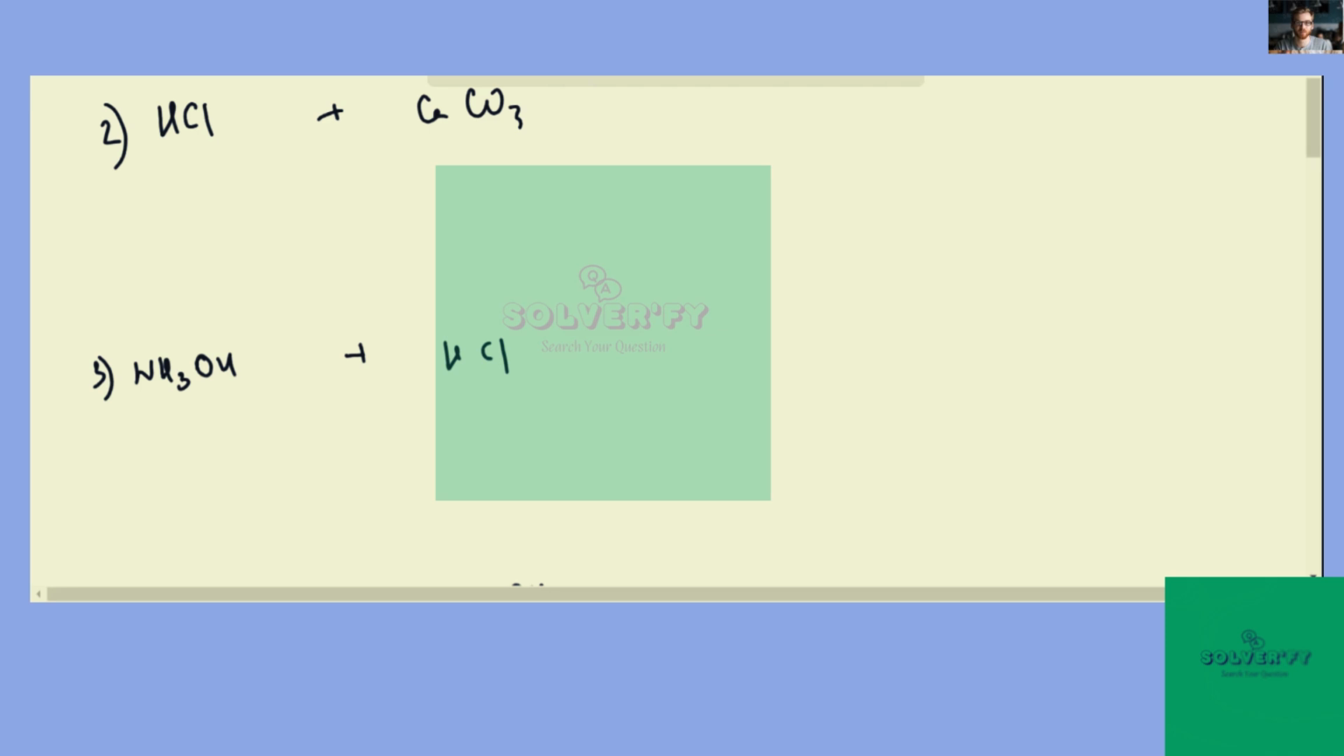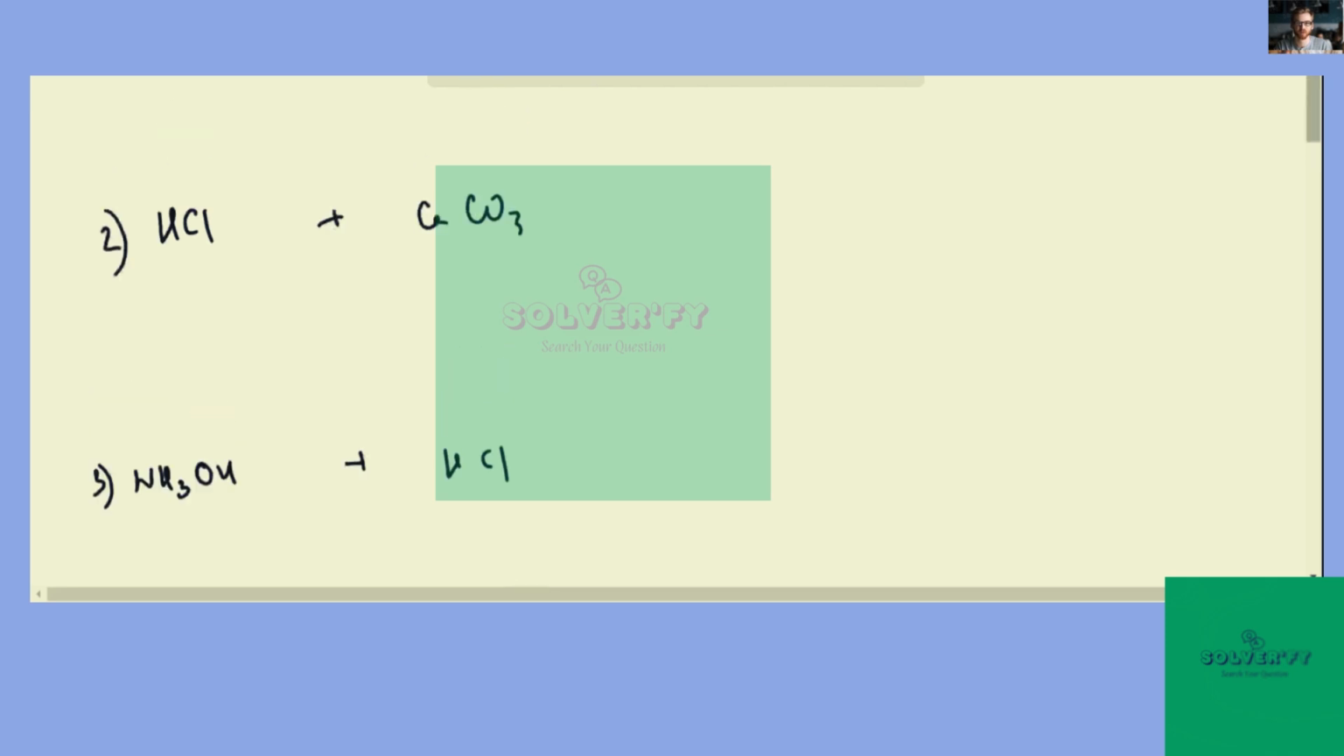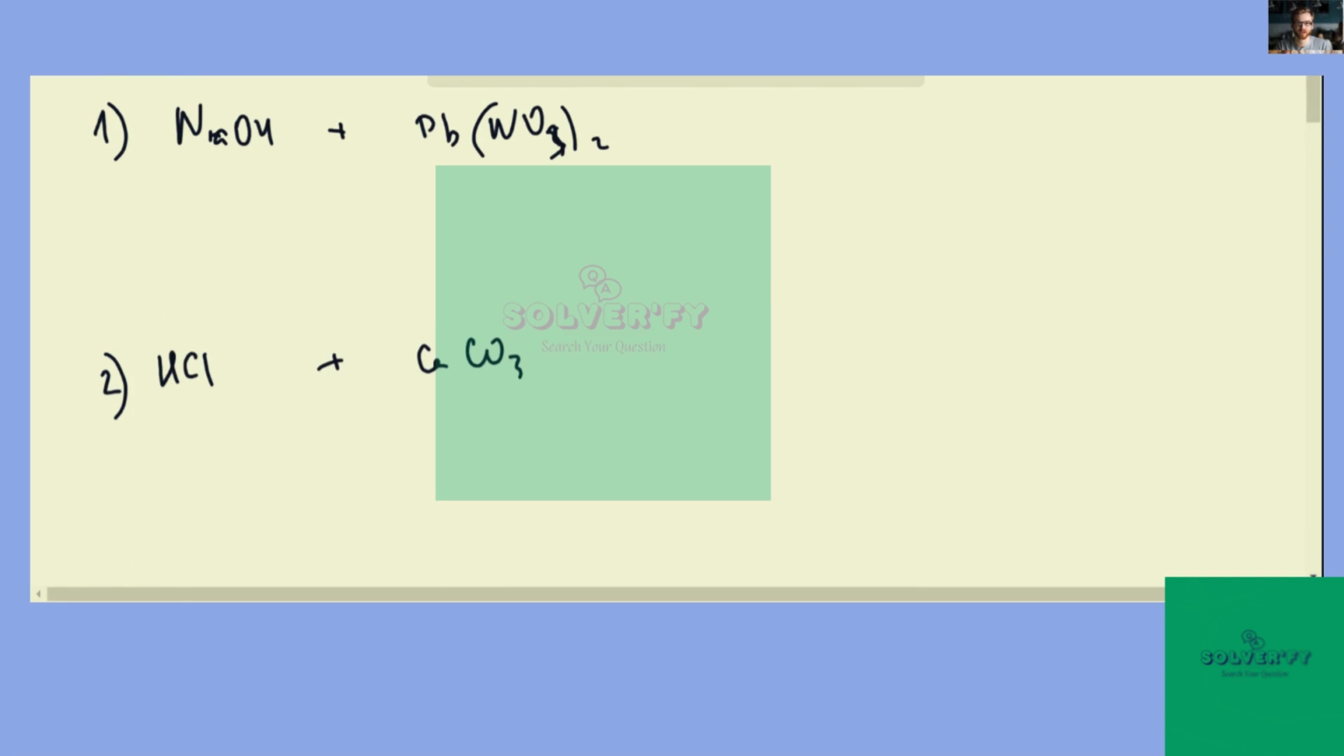Hello, here we have to write the complete ionic and net ionic equations of the reactions shown here. So the first is the reaction between sodium hydroxide and lead nitrate.